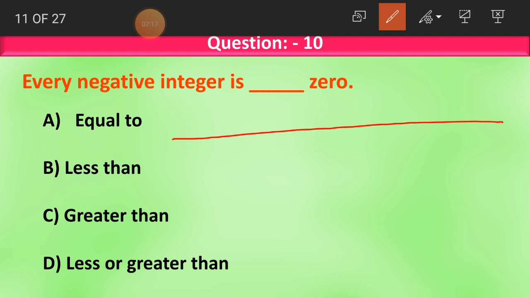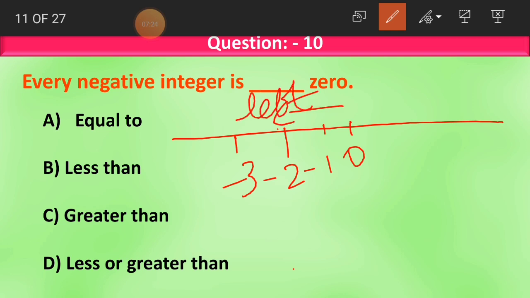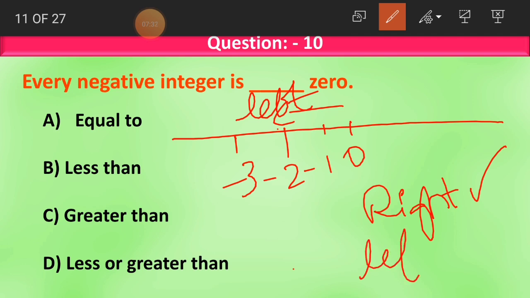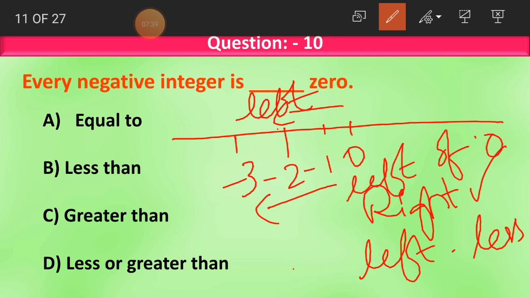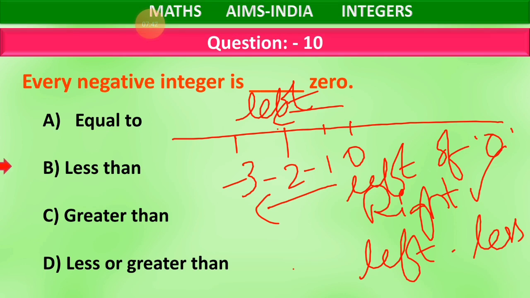Let us take the number line. We have 0 here. Then we have negative integers to the left side. To the what side? To the left side. Remember the rule I said? The number on the right side is greater. The number on the left side is less. So as negative integers are to the left of 0, we can say that every negative integer is less than 0. Understood? All the negative integers are to the left side of 0. So every negative integer is less than 0.